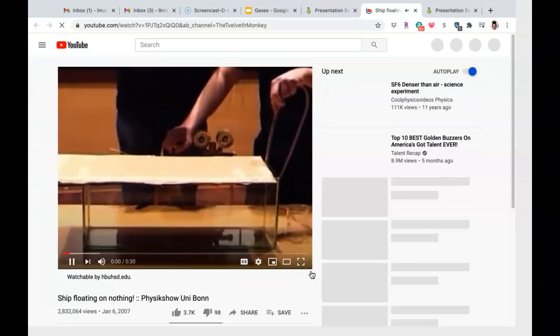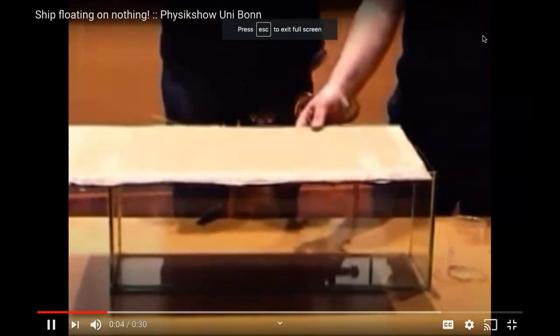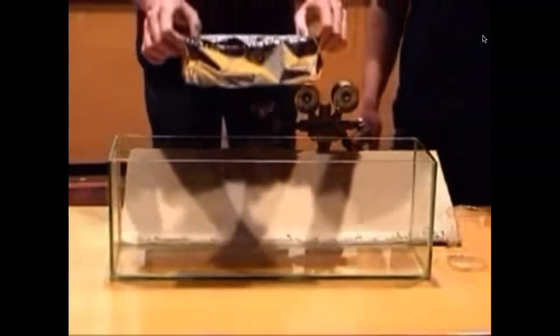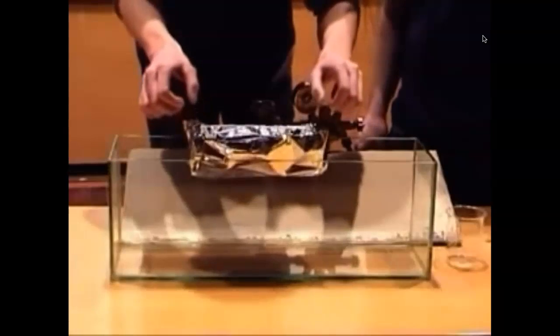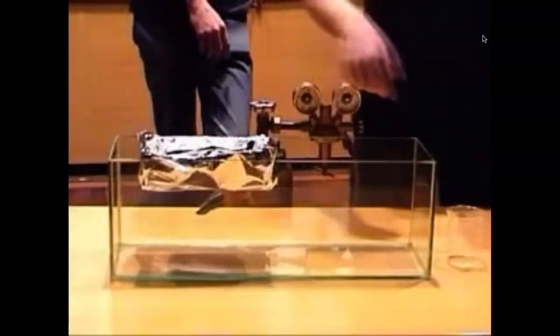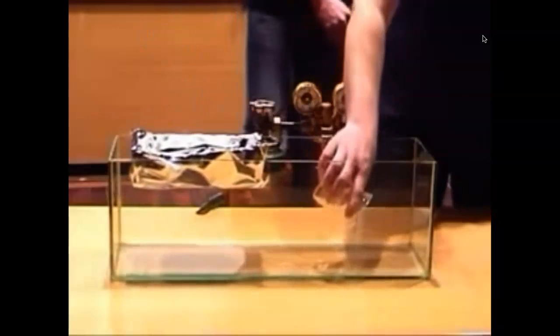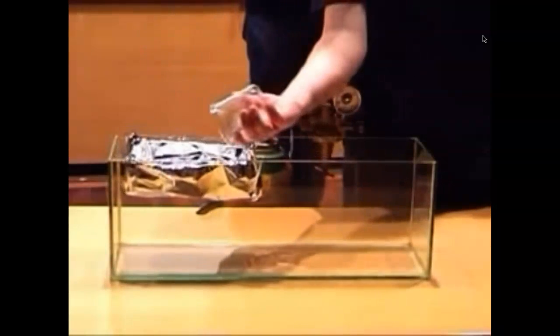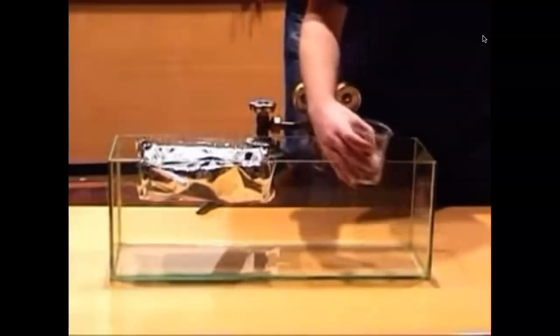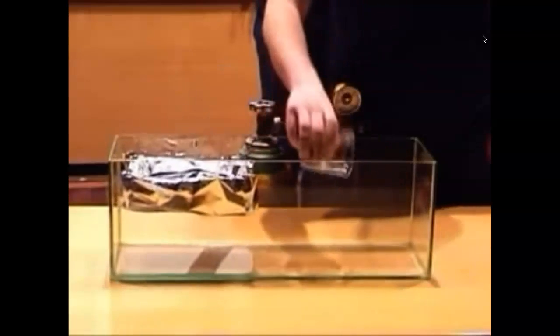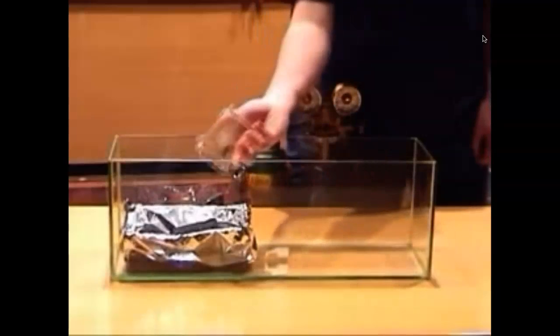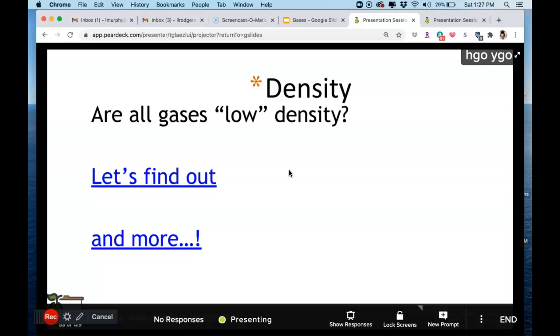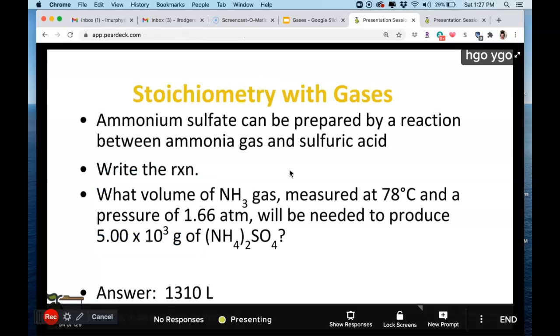Air dissipates, or air diffuses out. Okay. So again, that's a sample of a gas that has high density, not as common as what we're used to. Okay. All right.